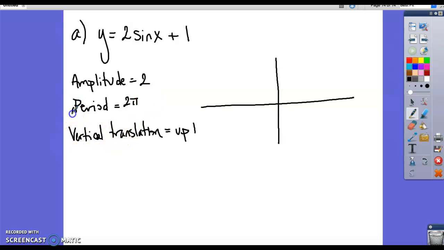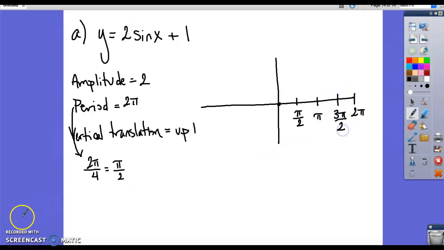Remember, if I take my period and I divide it by 4, that means that each one of those intervals is going to be pi over 2. I'm not going to take the time to figure each one of these out since we just did it in the last example. It's going to be the same on the negative axis: negative pi over 2, negative pi, negative 3 pi over 2, and then negative 2 pi. My amplitude is still 2.